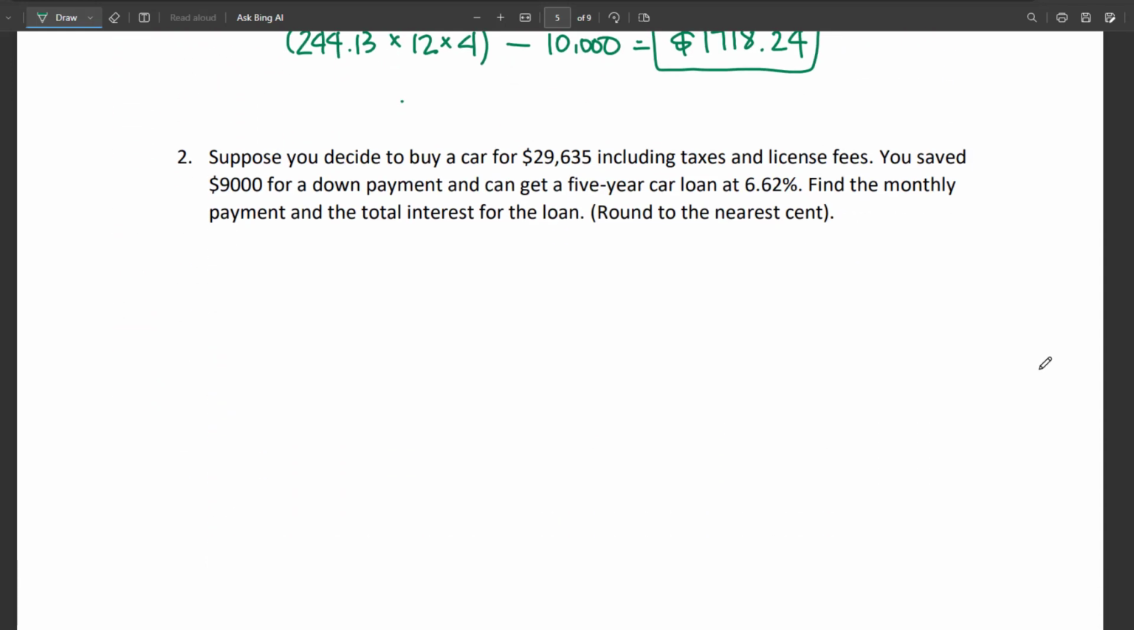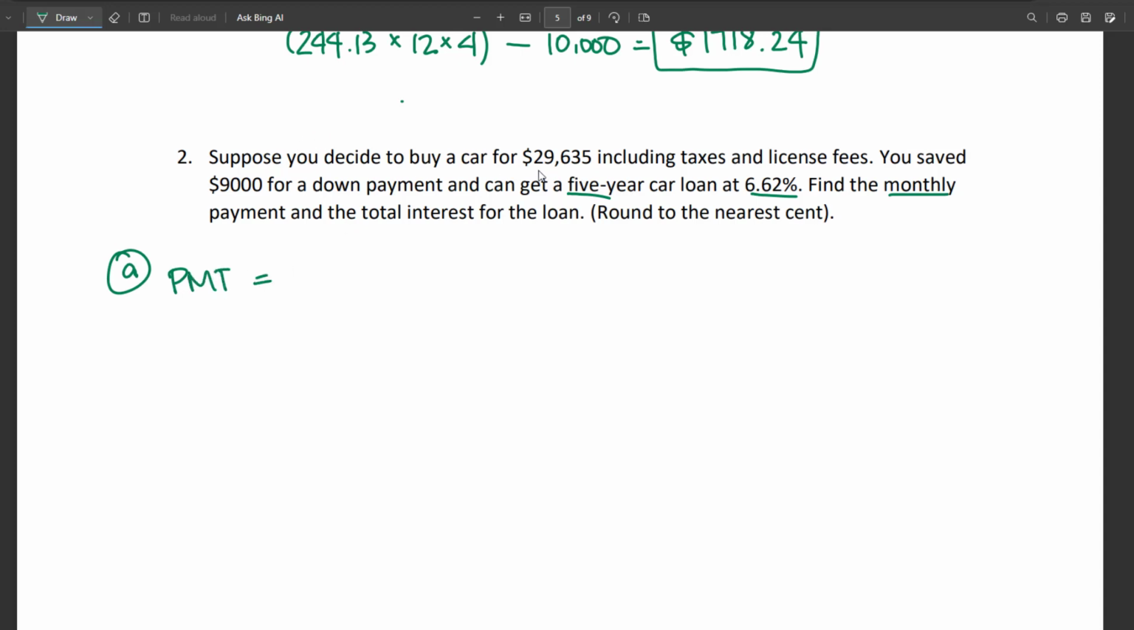All right, number 2. Suppose you decide to buy a car that costs $29,635. This includes all of your taxes and the license fees. You have saved $9,000 for a down payment, and you can get a 5-year car loan at 6.62%. Find the monthly payment and total interest for the loan.